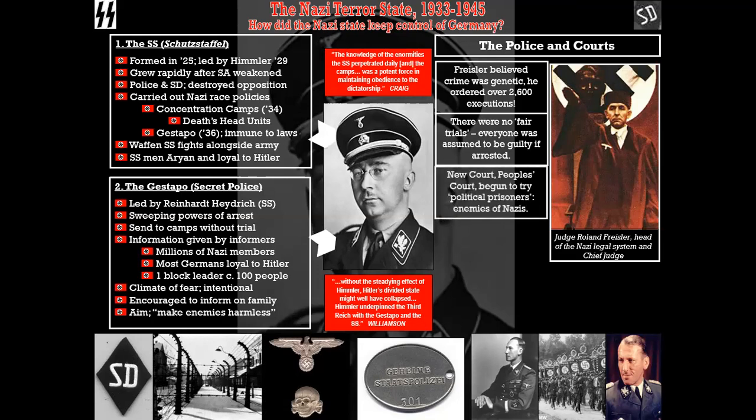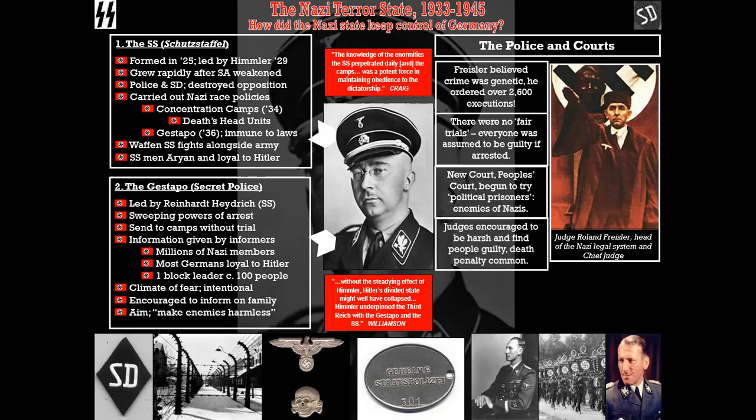A new court had been set up by the Nazis called the People's Court, and it was there to try, we call going to court being tried, political prisoners, political crimes, if you will, thought crimes. They'd done or thought or believed the wrong things. Any enemies of the Nazis were guilty of a political crime and could be taken to a People's Court, which was run by Judge Roland Freisler, who ordered 2,600 executions, and you're beginning to see how this works.